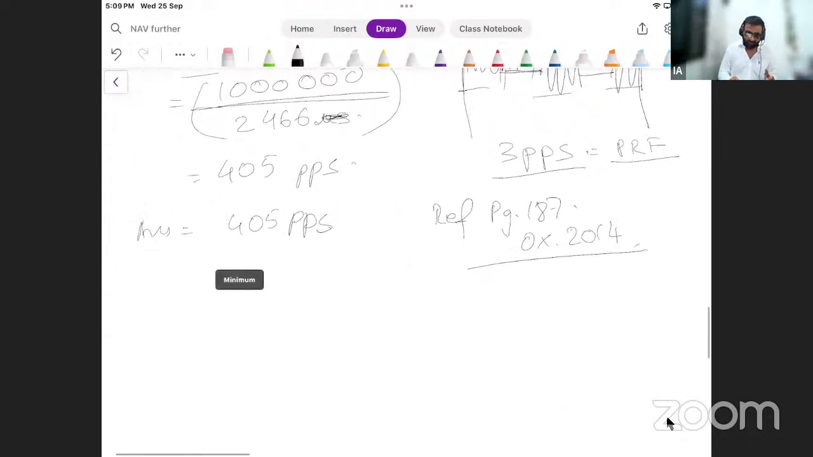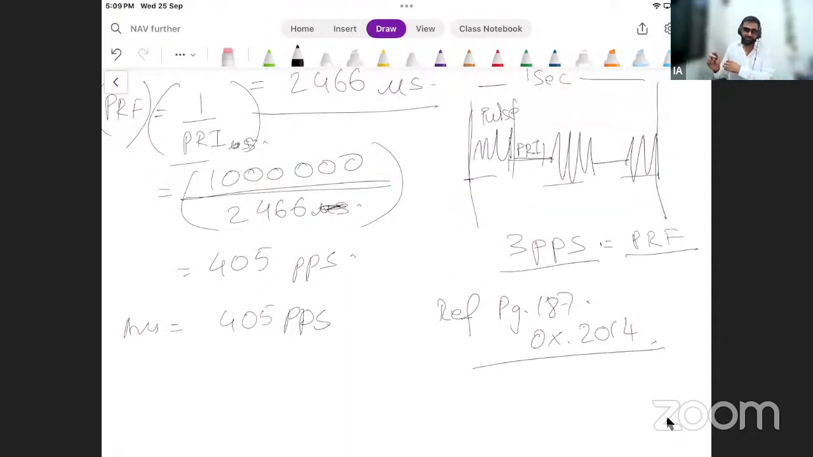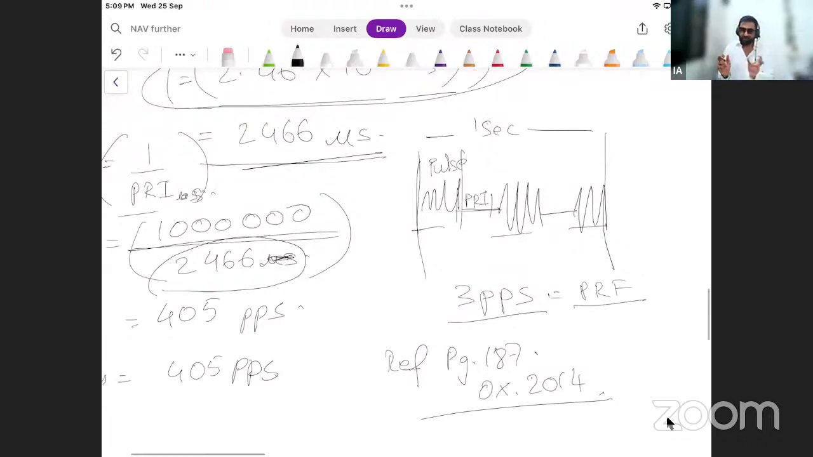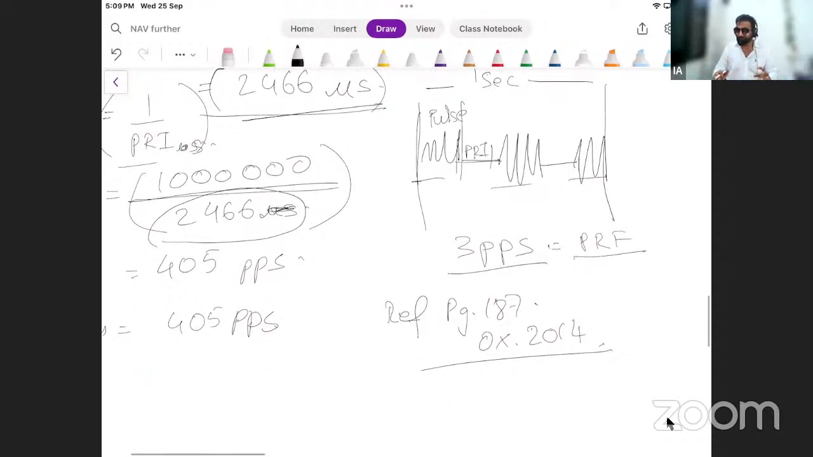So in this particular solution, I got to know that my pulse repetition interval is 2466 microseconds. So if in a particular primary radar wave transmission, the interval between two pulses sent as an interrogation signal of a primary radar is 2466 microseconds, then my pulse repetition frequency can be found out, which will show me how many pulses there are in a second using the relevant formulas.